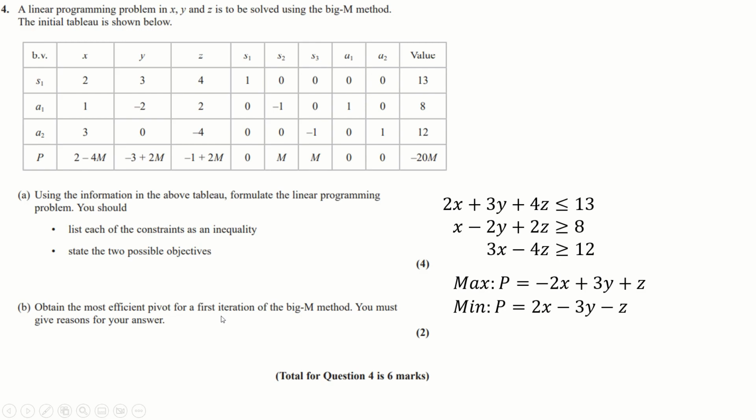Obtain the most efficient pivot to start with. Well, M is a big boy, so these two numbers are definitely positive. So that's the only negative one here. So we'll start here, we'll do some theta values by doing 13 divided by 2, 8 divided by 1, 12 divided by 3. 12 divided by 3 I think is the smallest positive one, so we'll pivot from here because it's got the smallest theta value.